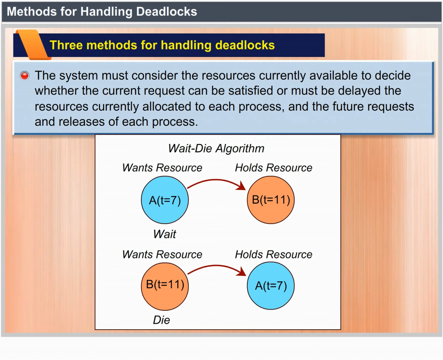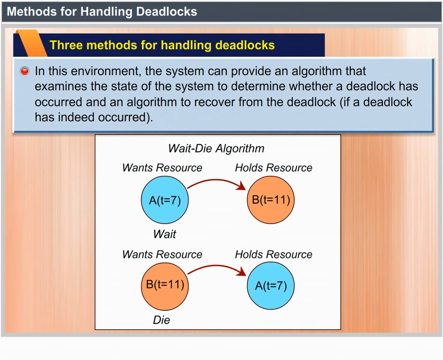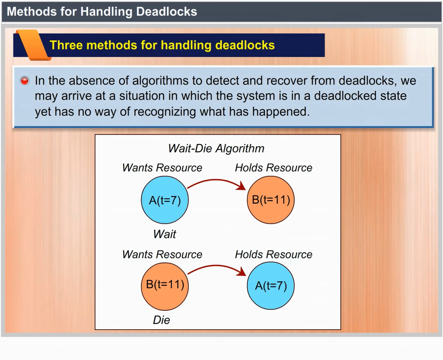If a system does not employ either a deadlock prevention or a deadlock avoidance algorithm, then a deadlock situation may arise. In this environment, the system can provide an algorithm that examines the state of the system to determine whether a deadlock has occurred, and an algorithm to recover from the deadlock, if a deadlock has indeed occurred. In the absence of algorithms to detect and recover from deadlocks, we may arrive at a situation in which the system is in a deadlocked state yet has no way of recognizing what has happened.